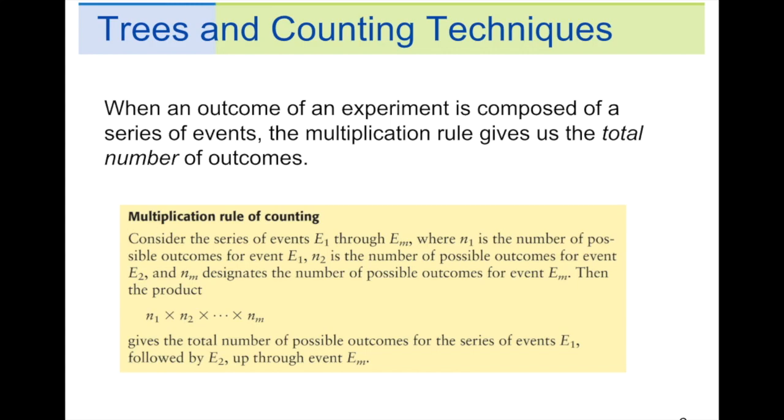So however many events you have, you just multiply how many outcomes there are for each event. So if you have 3 outcomes in the first event, 5 outcomes in the second event, and 4 outcomes in the third event, and that's all the events you have, you would just do 3 times 5 times 4. That gives you the total number of possible outcomes for the series of events. So 3 times 5 times 4 is 60. You would have 60 possible total outcomes.